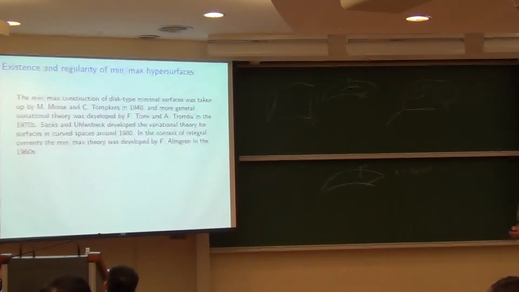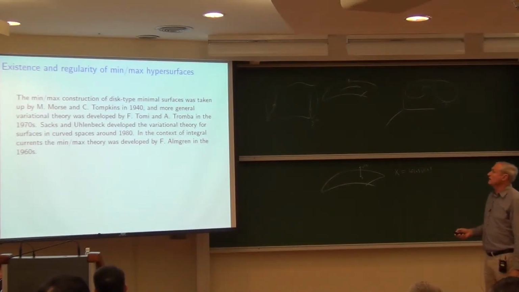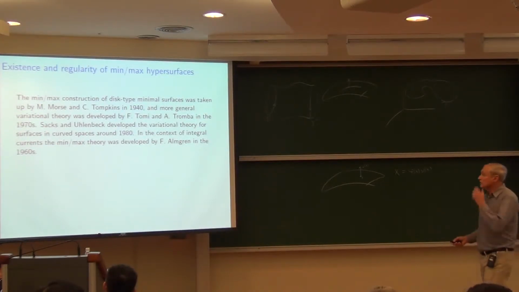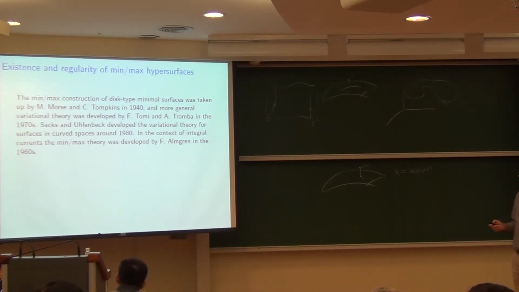And actually, the min-max theory of minimal submanifolds also goes way back. In the case of the Douglas disk-type solutions, there's work of Morse and Tompkins in 1940. And then in the 1970s, Tomi and Tromba expanded this work to develop sort of partial Morse theory for minimal surfaces in R3 or Rn. And then Sacks and Uhlenbeck also did very important work on variational theory in curved spaces, Riemannian manifolds, around 1980. And in the context of integral currents, actually, the min-max theory was developed in Fred Almgren's thesis, which goes back to the 1960s. So his thesis was about min-max constructions.